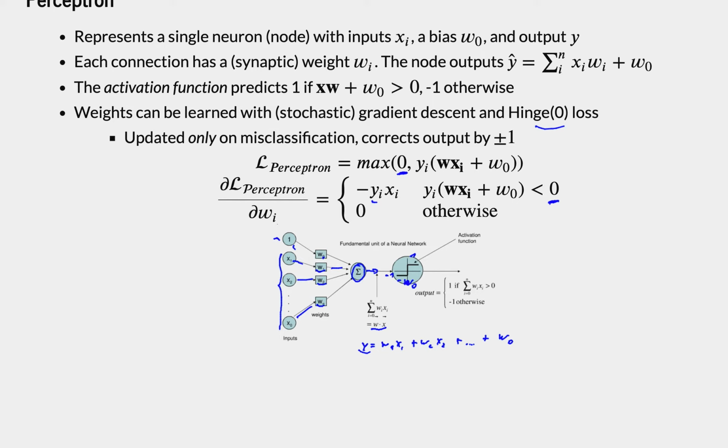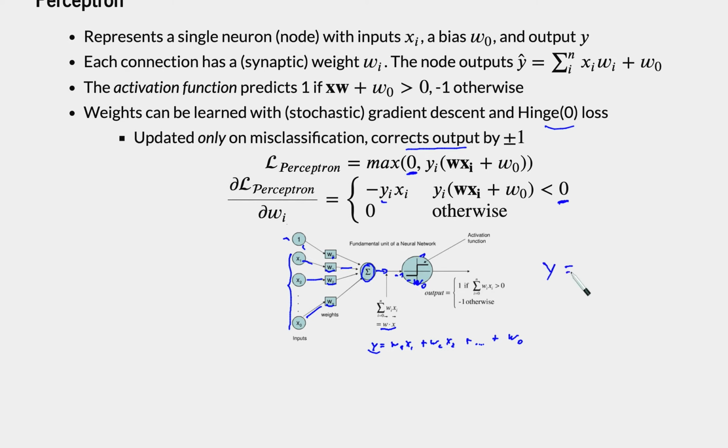Now it's maybe not entirely clear what this does. This corrects the output by 1. So if the perceptron predicts negative while it should be positive, the weights are updated so the output goes up by exactly 1, and vice versa. If you don't see this, let's make it simple.